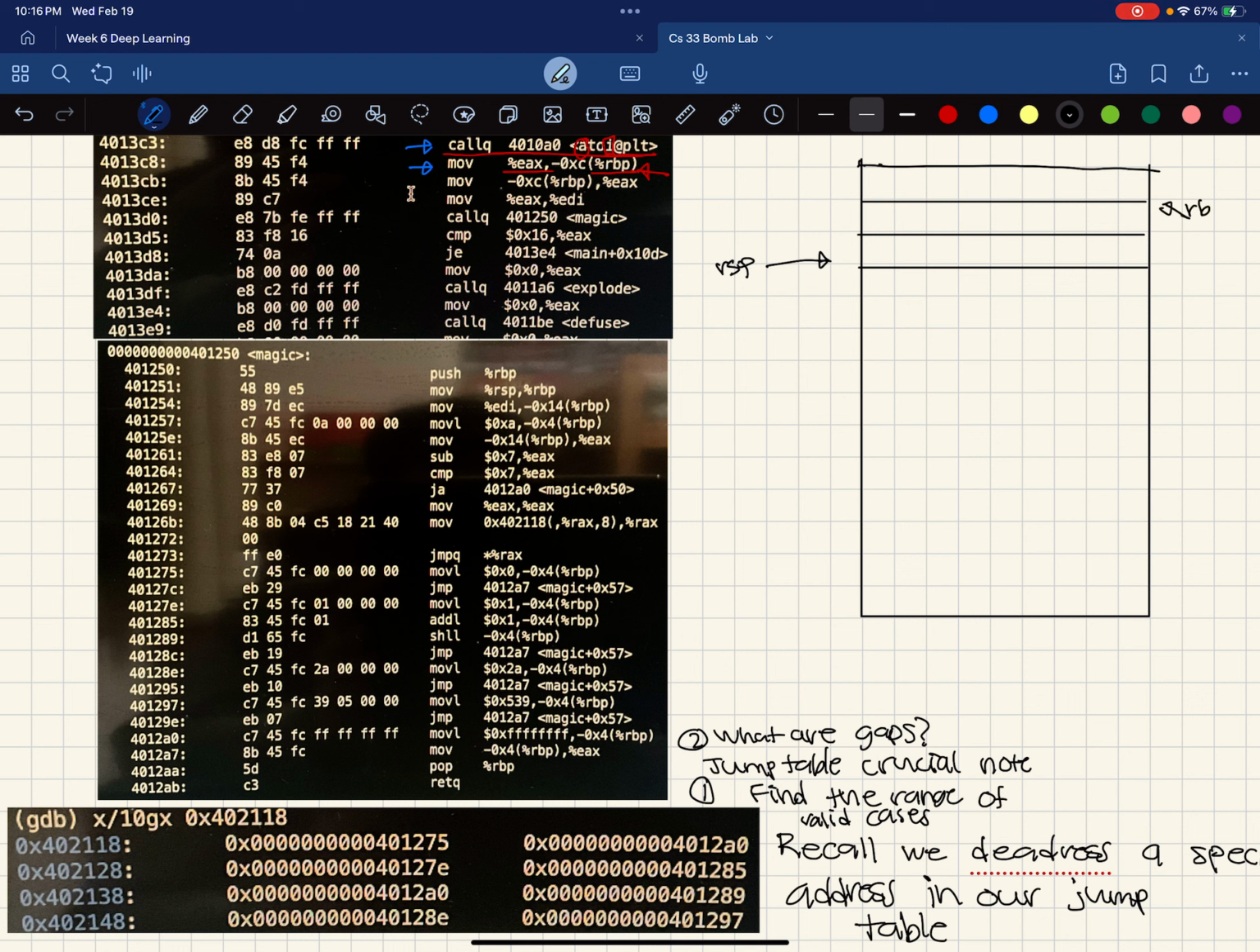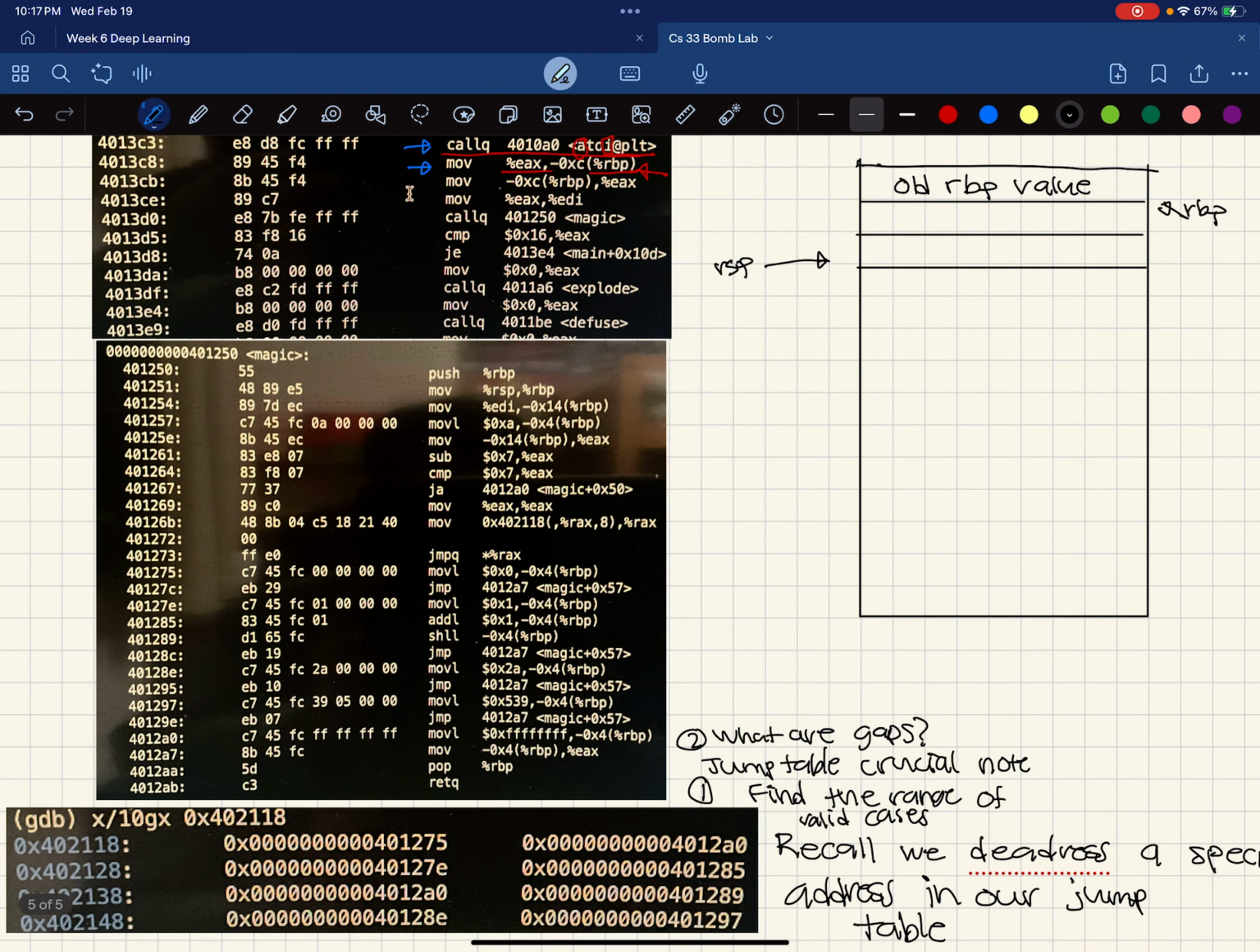So let's just assume RBP is here. In this case, this would be our old RBP value. Since it's the main function, I don't think there is an old RBP value, but that's just the general case. I could be wrong about that, but that's not really important. The important part is your RSP is right here, and your RBP is somewhere above it.